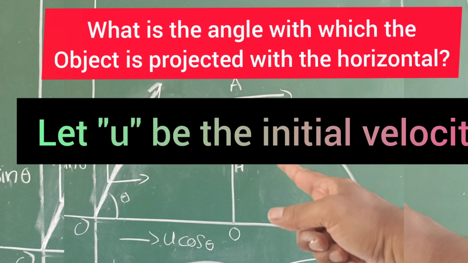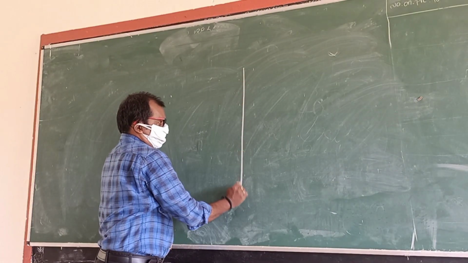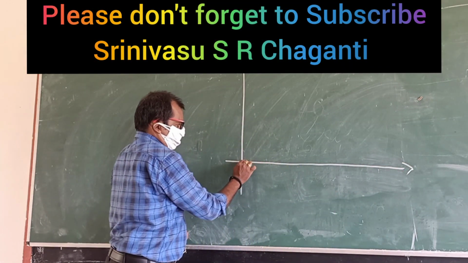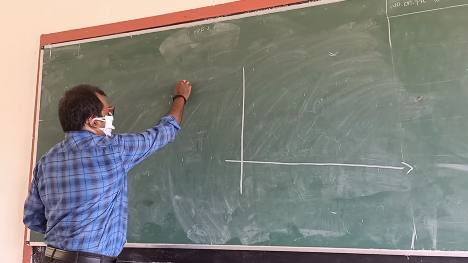During its motion, at any point, the velocity vector can be resolved into two components called the horizontal component of velocity ux and the vertical component of velocity uy. Let us consider a coordinate plane in which the object is projected at an angle other than 90 degrees with the horizontal. Let us proceed with this.